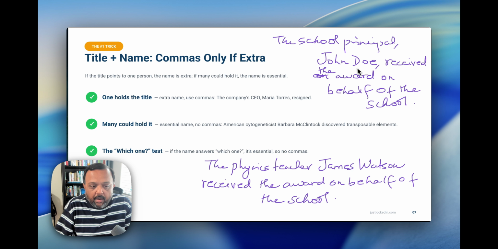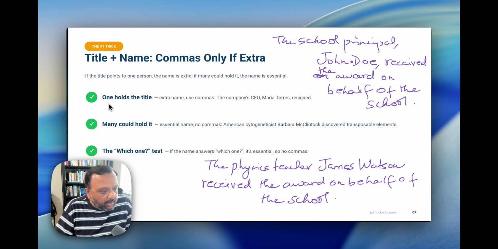This one you add a comma because there's only one school principal. Okay, or the governor of the state of Oregon, or the prime minister of the UK or whatever, right? So there can be only one person. Okay, so therefore, there you add a comma, especially if it's current affairs, and you don't have to disambiguate it. Okay, so one holds the title, right? Use commas. The company's CEO, Maria Torres, resigned. Okay, so there can be only one CEO, and therefore you add the name with commas.